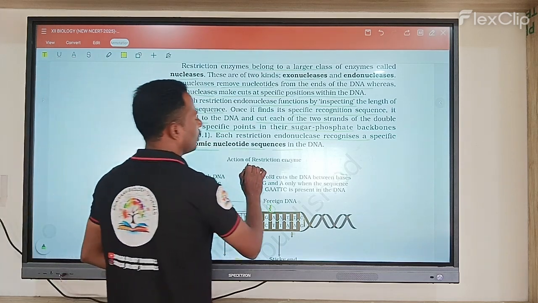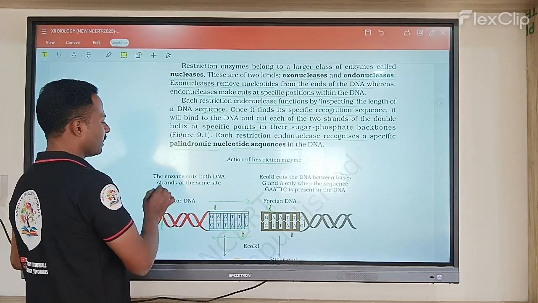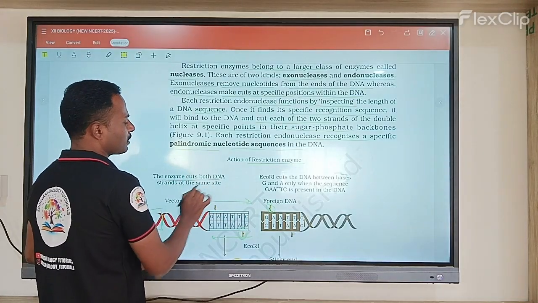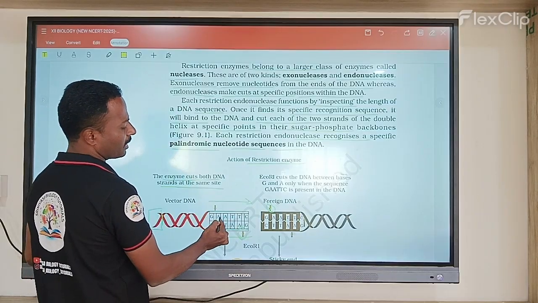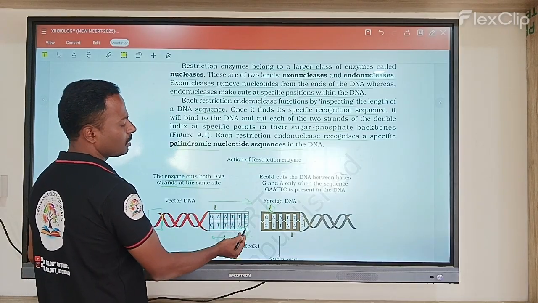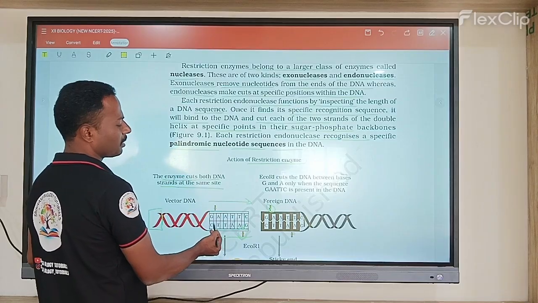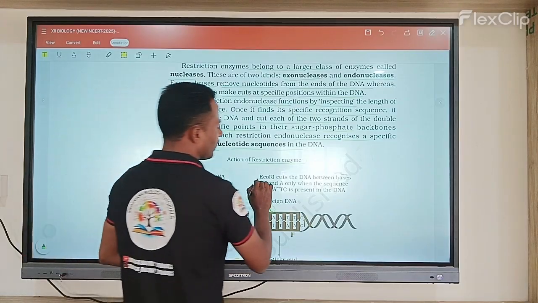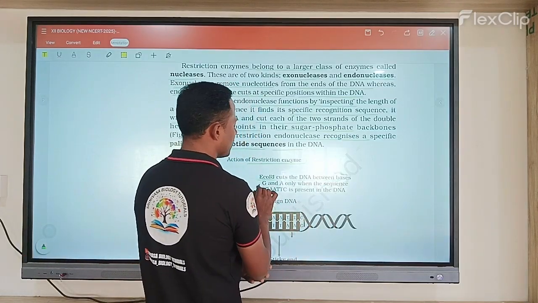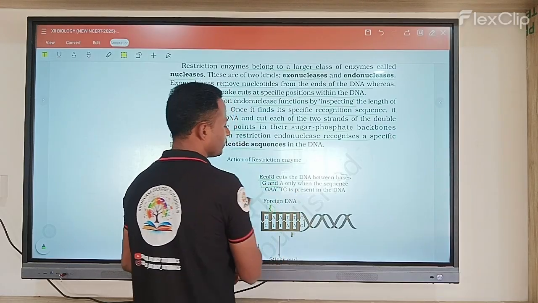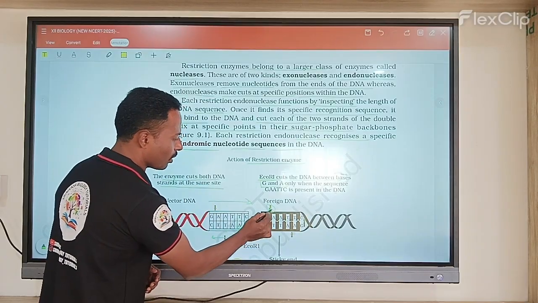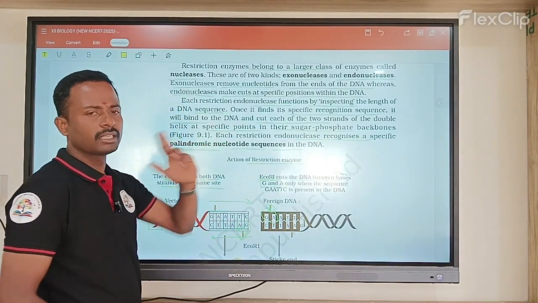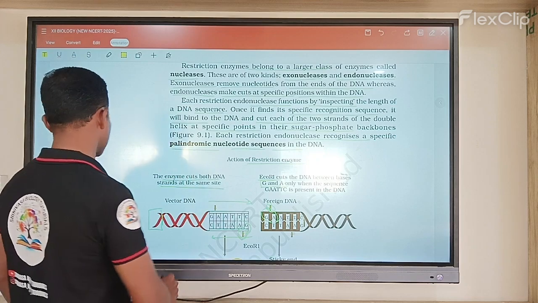Action of restriction enzymes: they are given here clearly, the enzymes cut both DNA strands at the same site. So they cut here: guanine, adenine, adenine, thymine, thymine, cytosine. Like here, EcoRI cuts the DNA between guanine and adenine. Only at the guanine and adenine sites do we get the DNA cut.